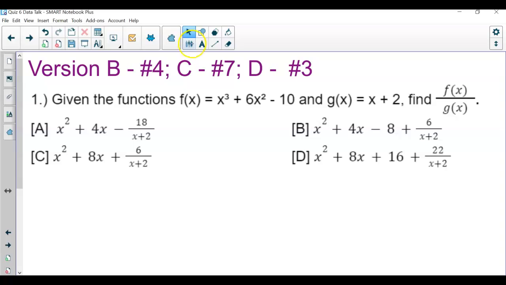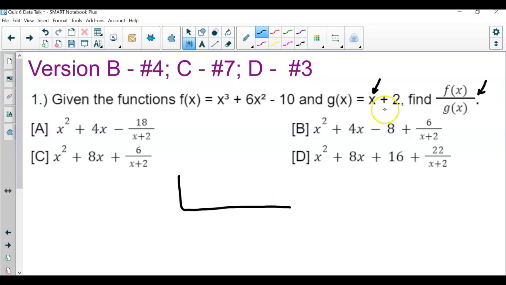So I notice here from my function notation that we are dividing, right? So I am dividing by g of x, which is x plus 2. I notice that because x is by itself, I can use synthetic division. So I know with synthetic, we always change the sign. So this positive 2 will now become negative 2.